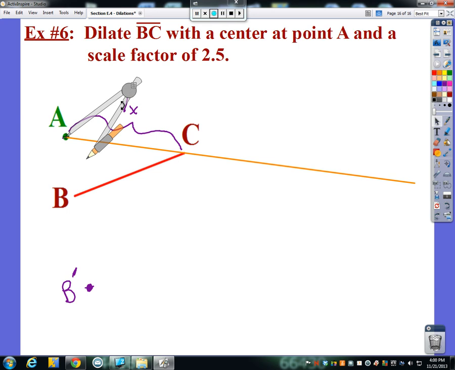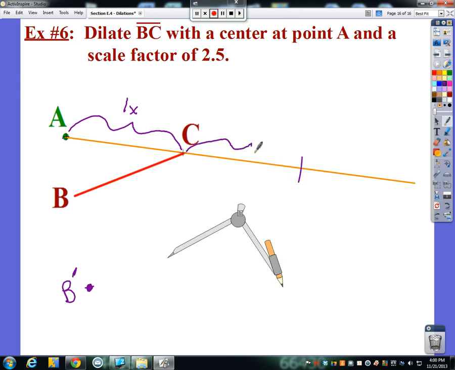We can set the distance from A to C. Okay, so I got that distance. So now we're just going to repeat. Put stabby end on C. So there's 2 times the length, right? There's another 1 time. So altogether from A to there, there's 2 times. We need that extra 0.5.